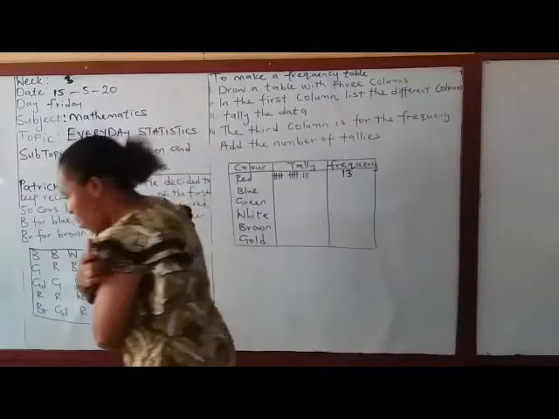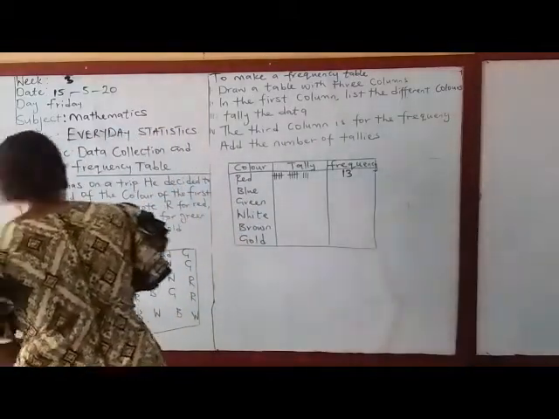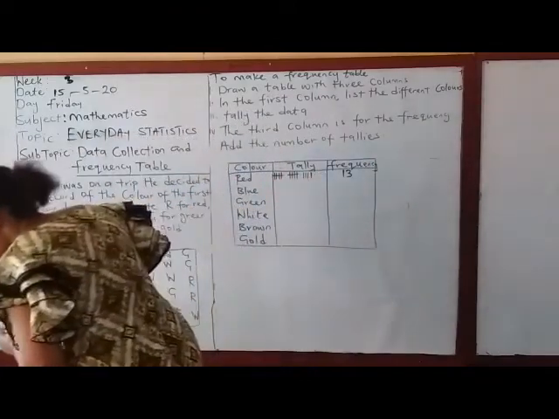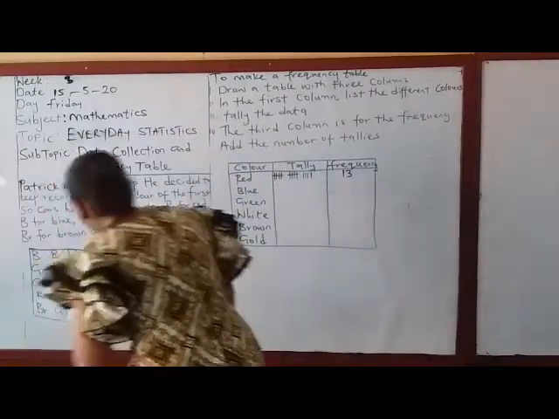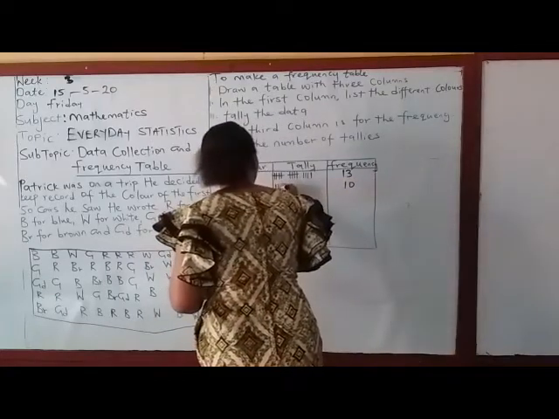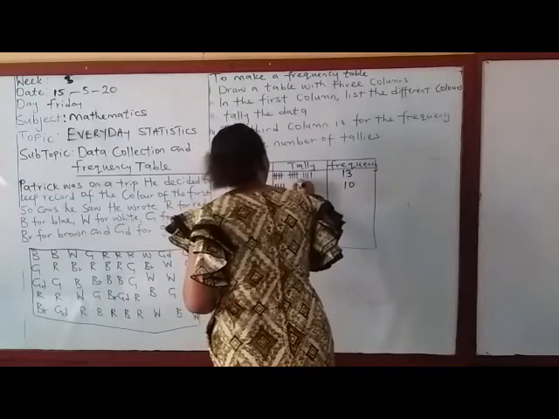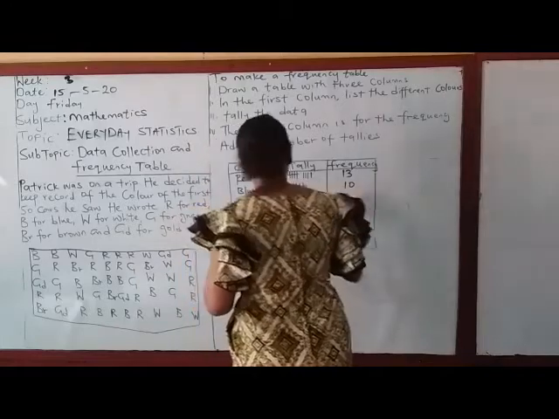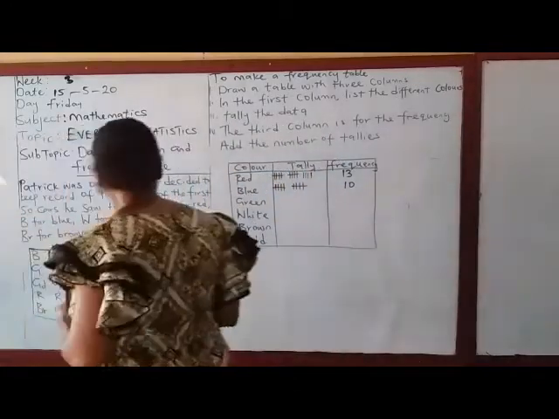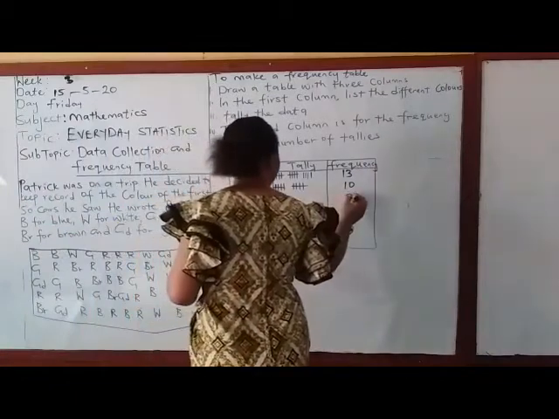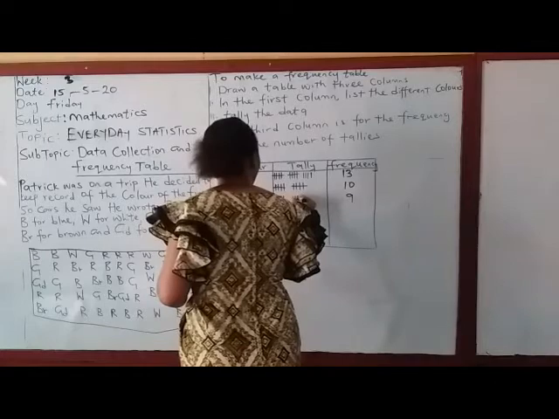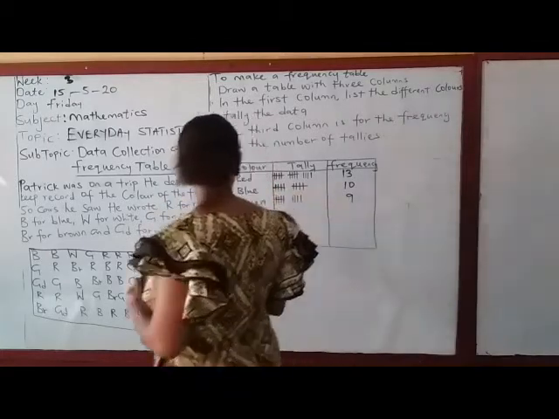So let's count the number of blue colors. The blue colors, they are 10 in number. 1, 2, 3, 4. 10 in number. The green color is what? Is 9. The green color is 9. 1, 2, 3, 4. So the green color is 9.